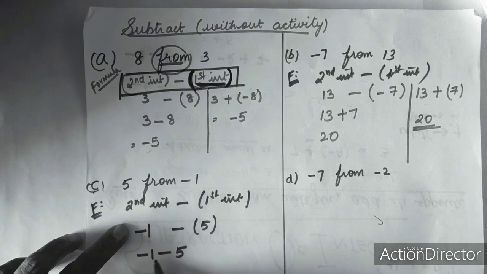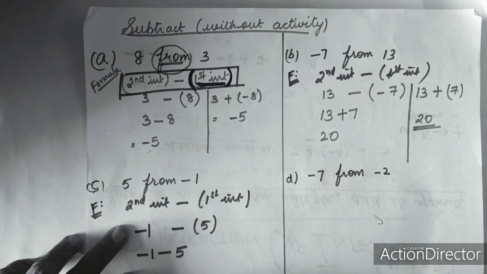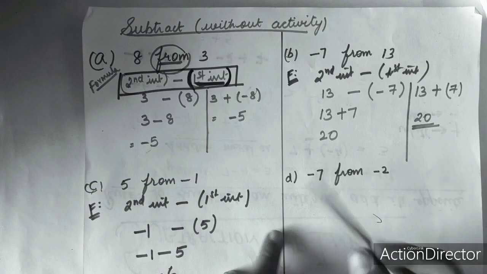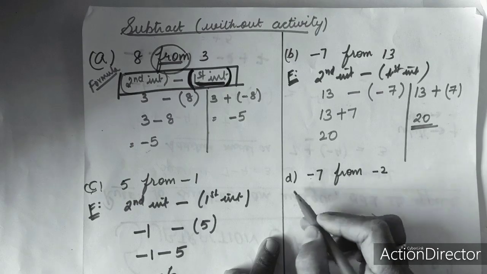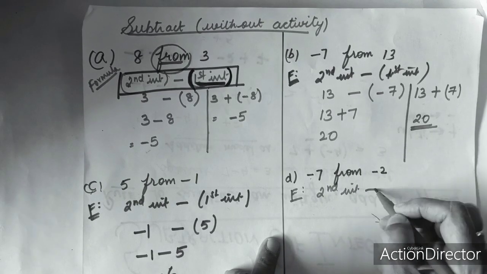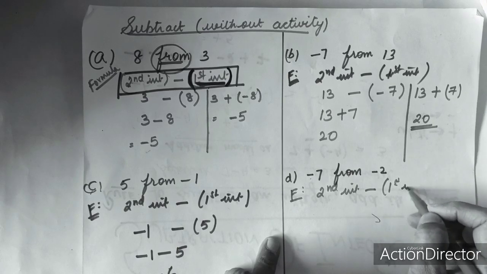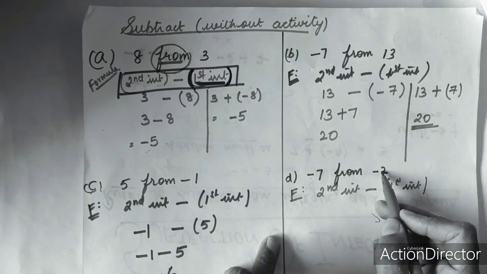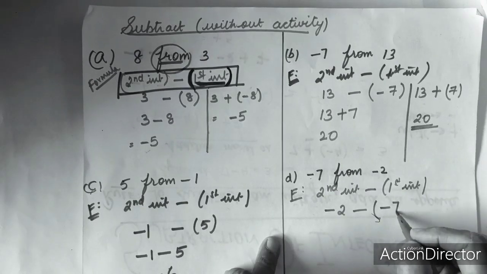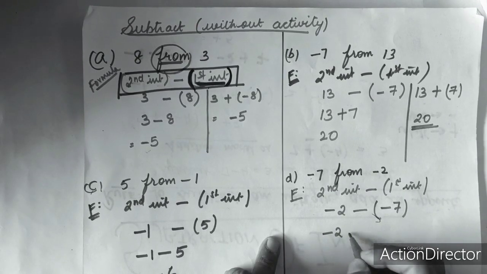Since both have the same signs, it means add. Same signs, add the magnitudes. 5 plus 1 is 6, and put the sign. It is minus 6. Coming over here, minus 7 from minus 2. Formula: second integer minus first integer in bracket. So what is the second integer? Minus 2, minus first integer, which is minus 7. So it is minus 2.